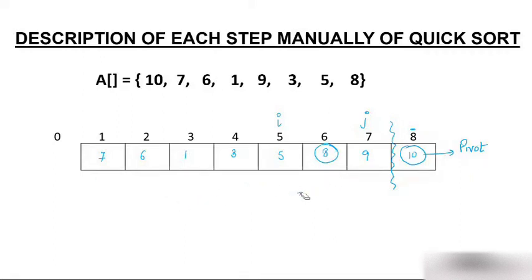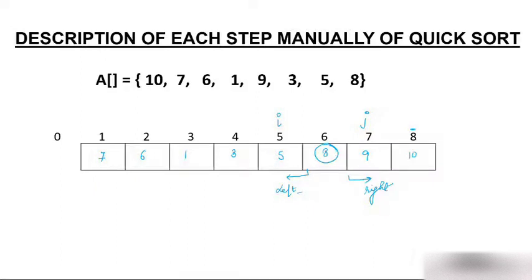Let me show you now. 8 has acquired its position. Now let me rub all these things. 8 has acquired its position. See this. All the elements which are less than 8 are on the left of 8. And all the elements which are greater than 8 are on the right of 8. Is my array sorted? No, my array is not sorted, but my number 8, the element which I took as a pivot element, is sorted.